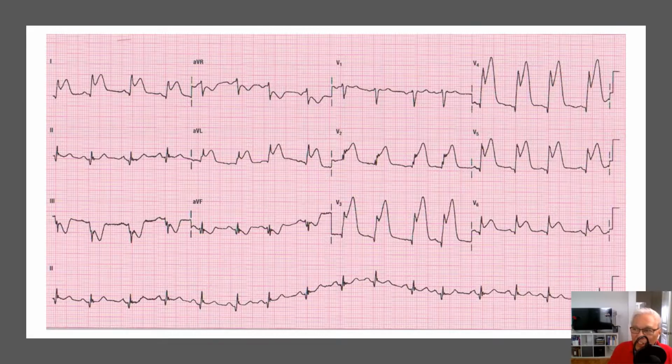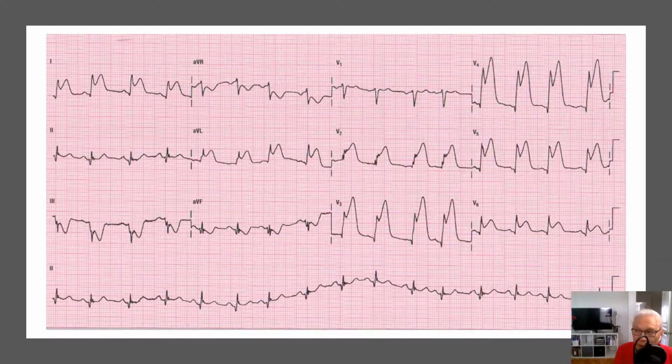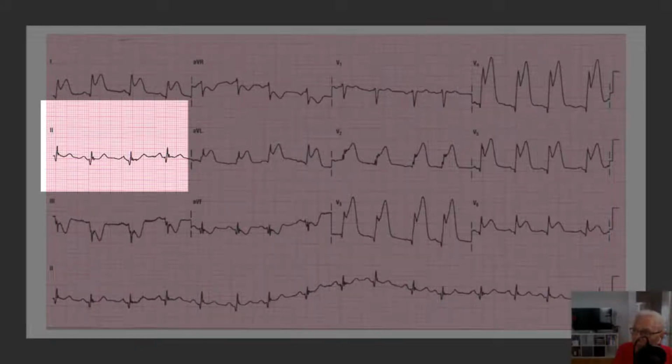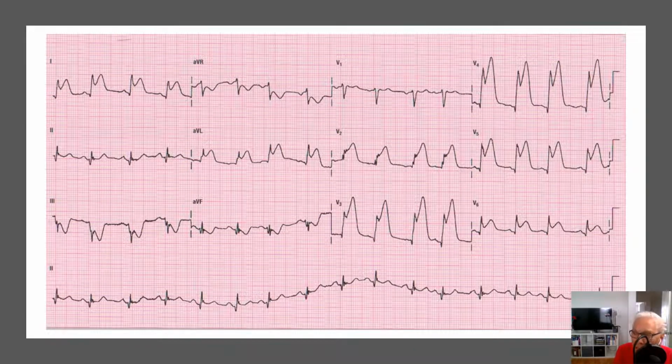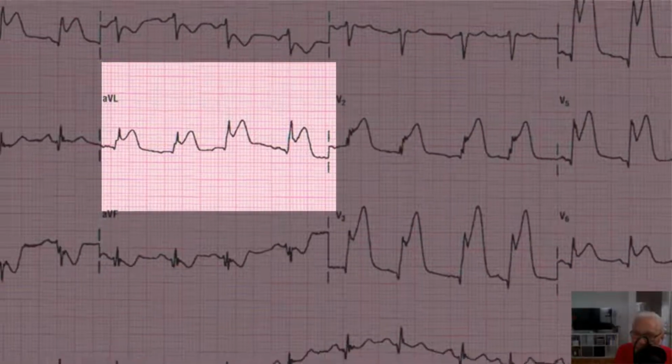Let us see how you did. Okay, so in looking at lead 1, what do we have? It looks very elevated, doesn't it? Okay, lead 2. Lead 2 appears to be normal, and lead 3 is severely depressed. AVL is elevated.